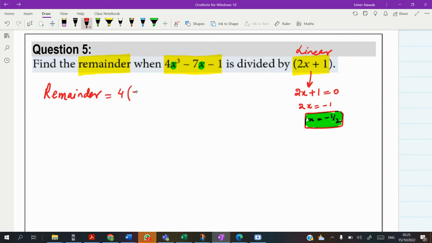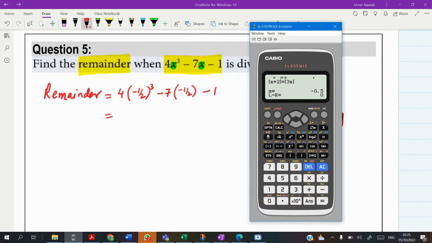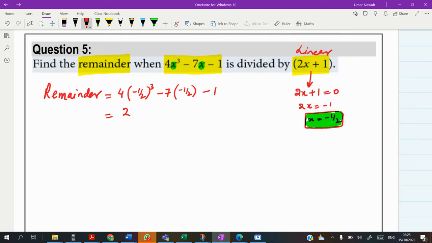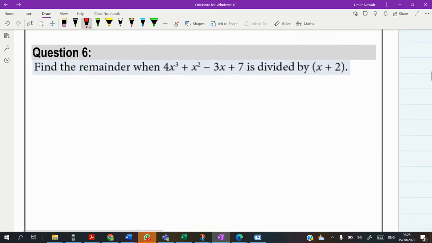In the place of x, I put minus 1 over 2, whole power 3, minus 7 times minus 1 over 2, minus 1. So let's try to get it. 4 times minus 1 divided by 2 raised to 3, minus 7 times minus 0.5, minus 1, and the remainder is 2. Very simple question.